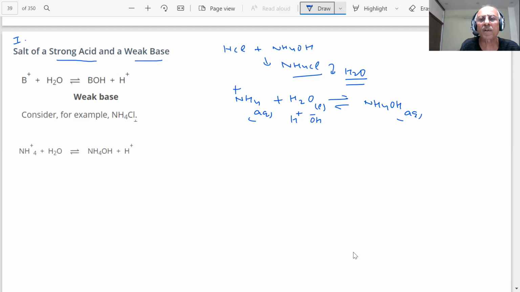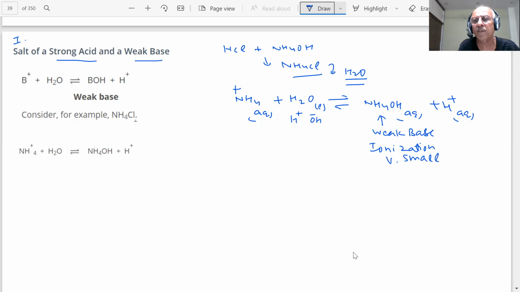And what will happen then? What is left out? Is it a strong or a weak base? Weak base. That means weak base ionization is very small, less than even 3% or so. Ionization is small because it is a weak base. So what will happen to the solution, student? Will it be basic or acidic?